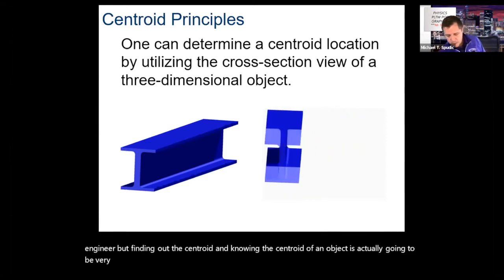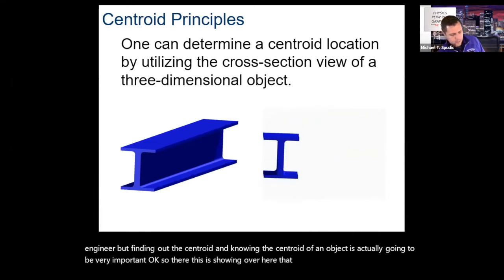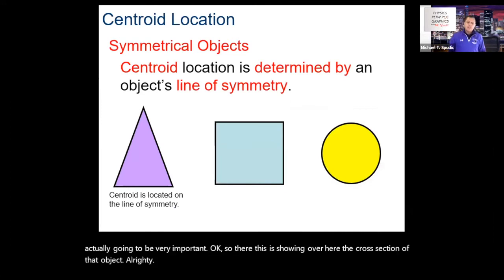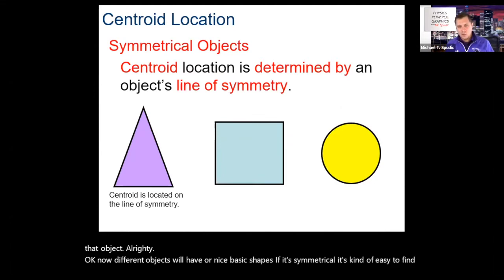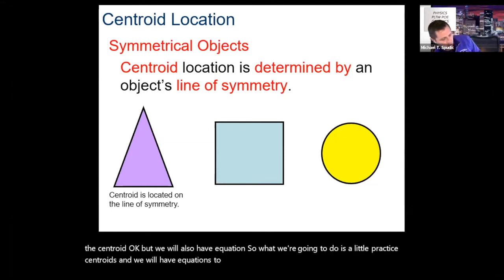So this is showing over here the cross section of that object. Now different objects will have nice basic shapes. If it's symmetrical, it's kind of easy to find the centroid. But we'll also have equations. So what we're going to be doing is a little practice with centroids, and we will have equations to go along with it. So let's see the first.